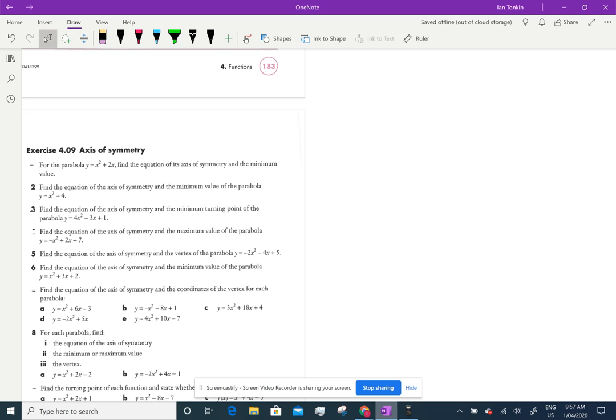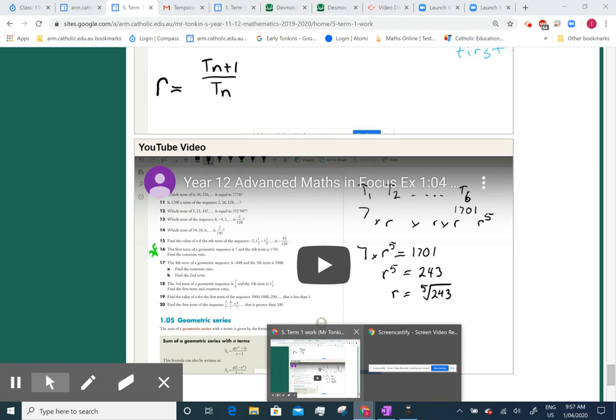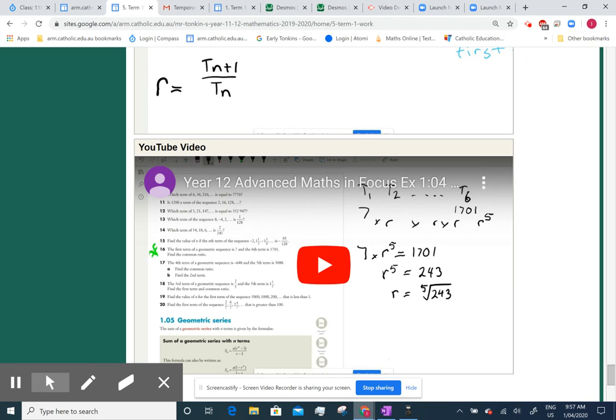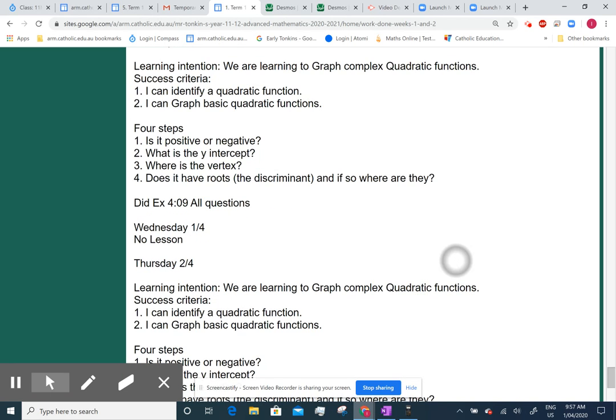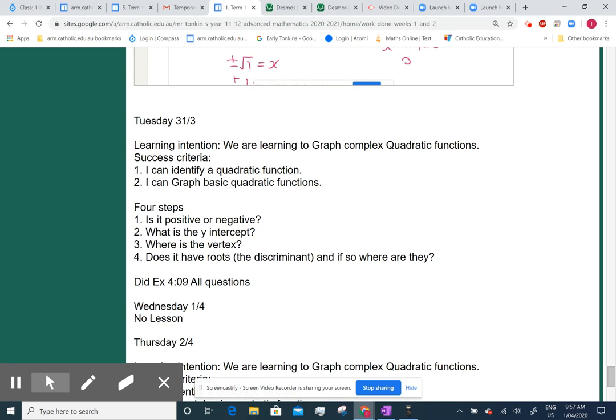Okay, year 10, year 11, sorry. Year 11, let's have a look at what we're meant to be doing today. We're doing exercise 409, all the questions, and we're graphing quadratic equations.